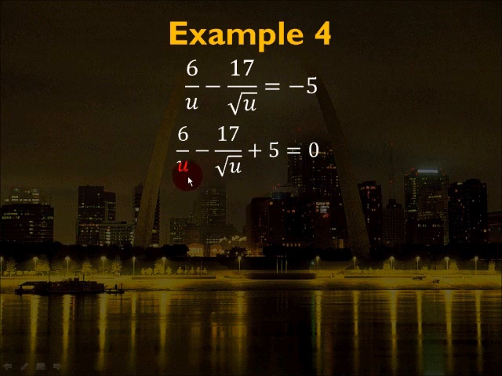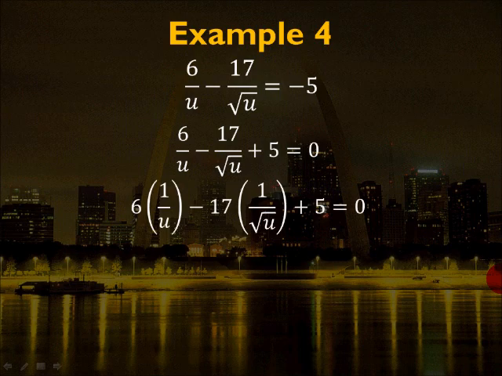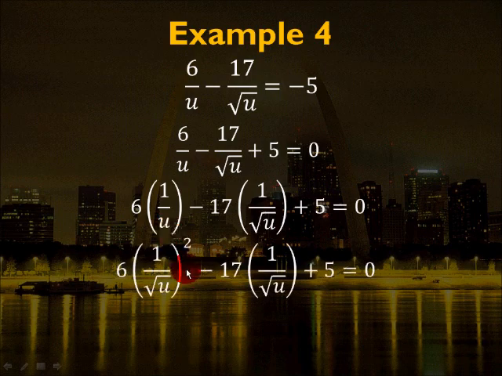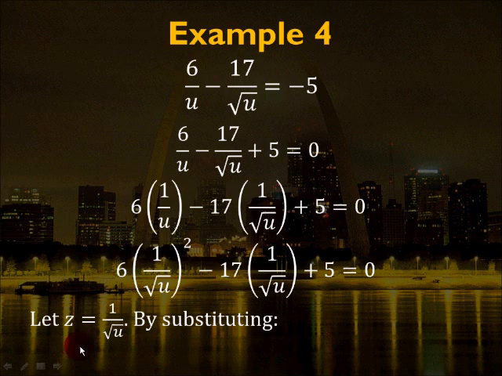Now you'll notice that the u is basically x to the first power, and the square root of u is less than x to the first power. So let's rewrite it like this. 6 times 1 over u minus 17 times 1 over radical u plus 5 equals 0. Now it's pretty clear to see what you need to substitute for, because this is 1 over radical u squared. And now you can substitute z equals 1 over radical u.